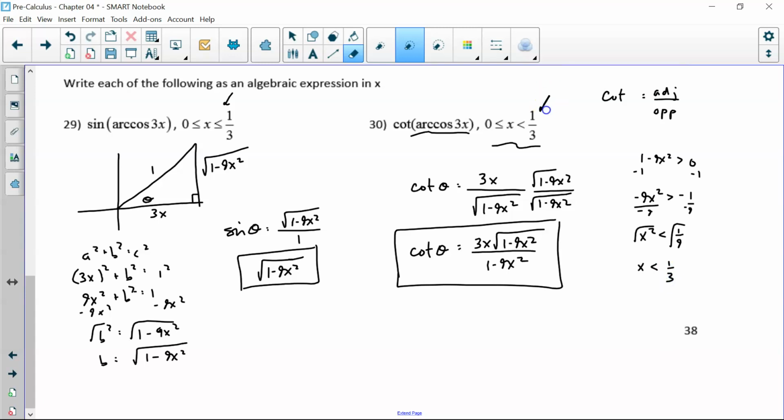And that's when we have a restriction that's a little bit different, that it's less than. It can't be equal to, because if it was equal to 1/3, it would cause division by 0, which is no good.